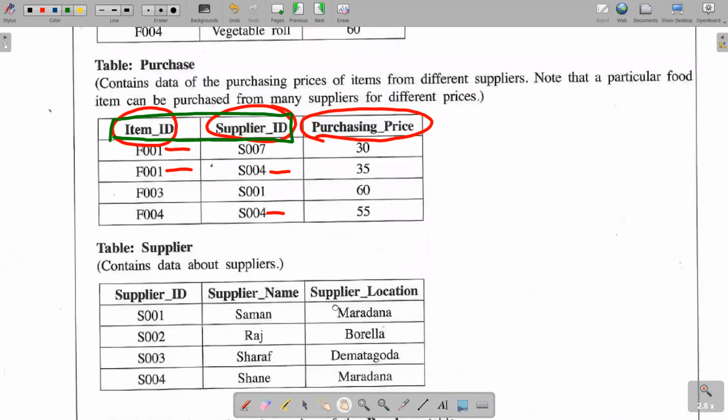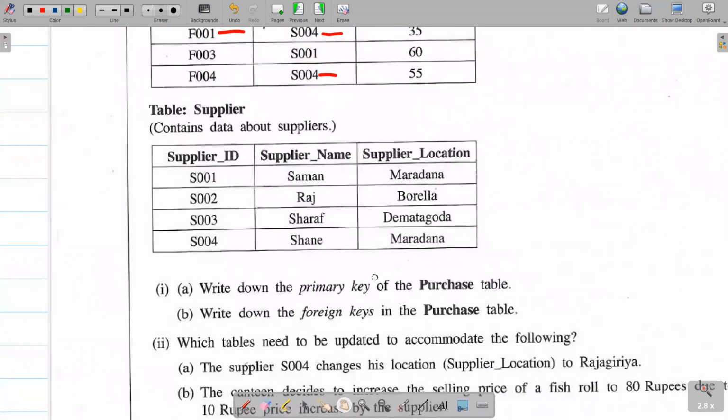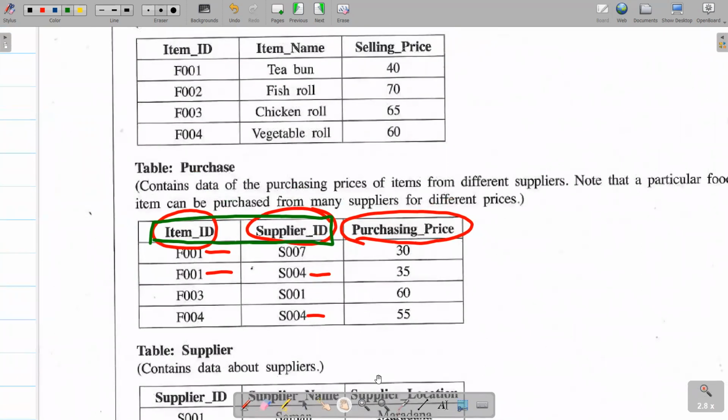So the foreign key in the purchase table is easy. Keys, I think it's in plural, right? Yes, foreign keys. So when it comes to the foreign keys, item ID individually is going to be a foreign key, as well as supply ID, because item ID is the primary key of the item table. Supply ID is the primary key of the supplier table. Right, so it can be taken as these two.